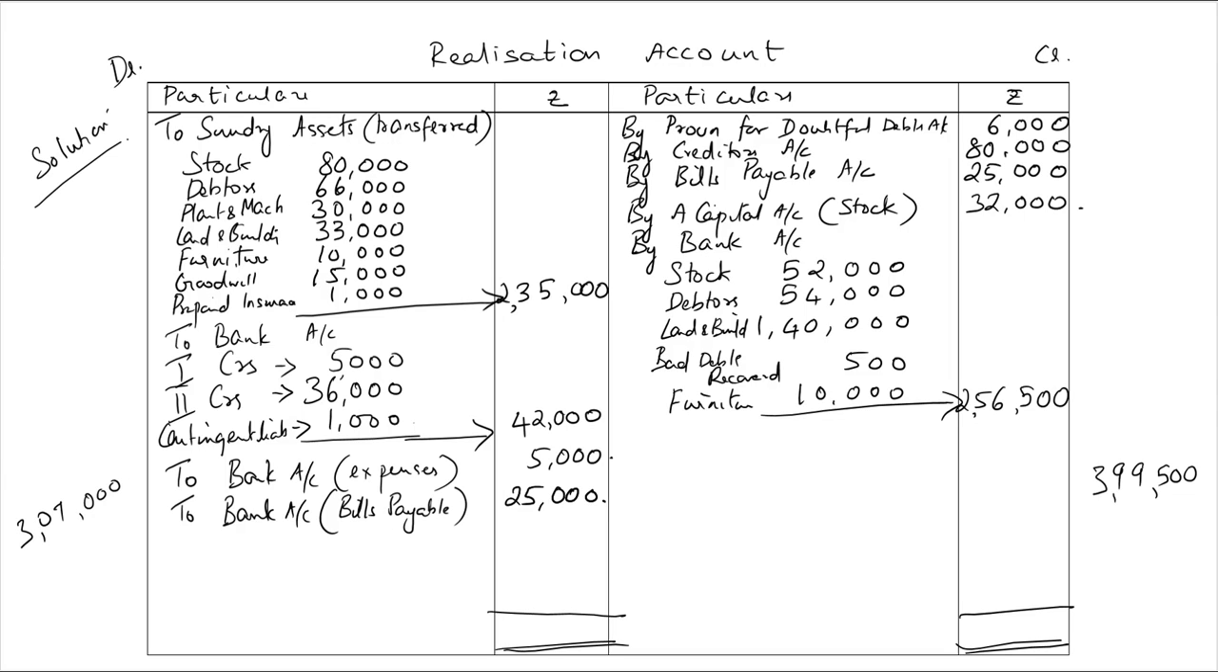Debit side totals to 3,07,000 rupees. The greater total on both sides, 3,99,500 rupees. To gain on realization, transferred to A capital account and B capital account.